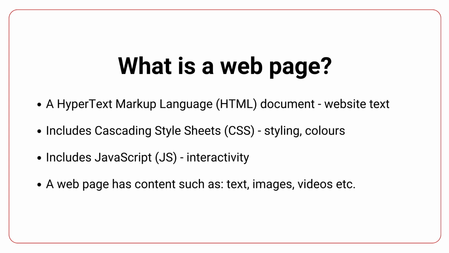We'll cover more about web languages in detail in other videos, but for now, think of HTML as the website structure, the text you see on a website. Think of CSS as the styling, the visuals, the colors you see on websites, and think of JavaScript as the moving parts that you may see on a website. Interactivity, things you can interact with. Content such as text, images, videos, links, and other media can be found on web pages. So now we've covered what a web page is.